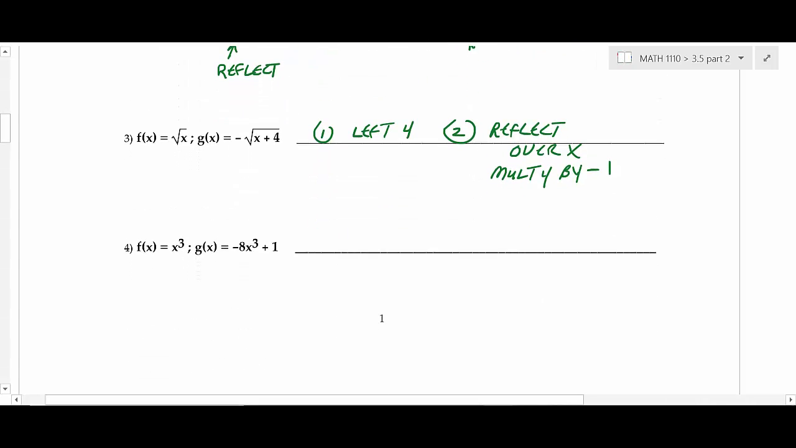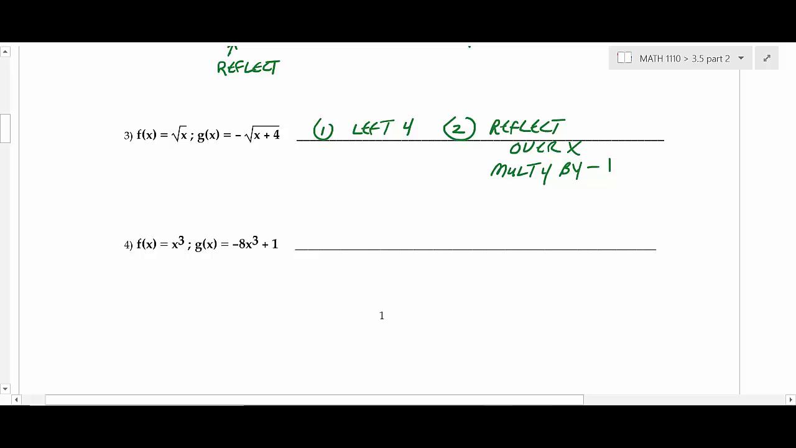Number 4, how many transformations are on this problem? There are 3. Okay? First of all, what does the plus 1 do? Up 1. What does the minus do? Reflect over x-axis. What does the 8 do? Stretch. Okay, stretch. How do you know?